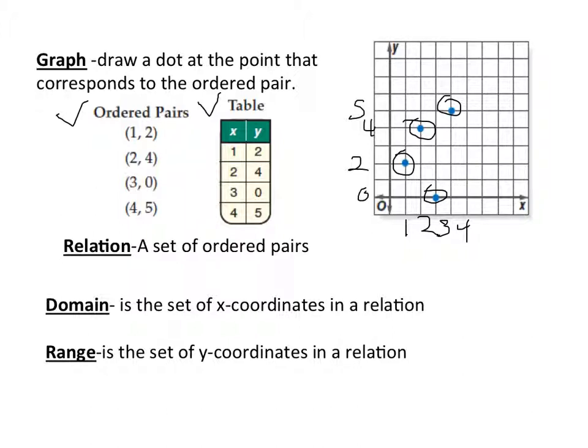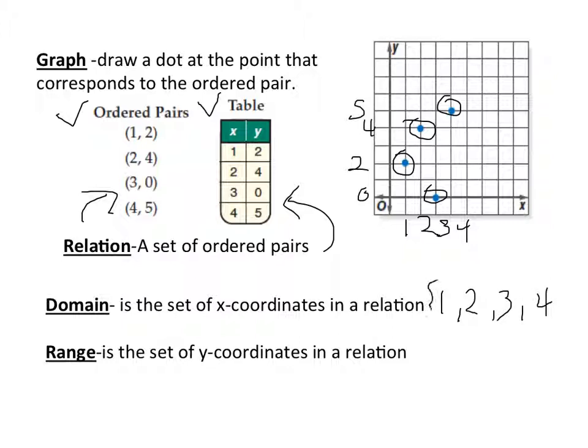When we have a set of ordered pairs or a table, we have a relation. So right here we have an example of a relation, whether it's ordered pairs or in a table. This graph represents a relation. The set of x-coordinates in a relation is called our domain. So in the above table or ordered pairs, all our x's would be our domain. So we had 1, 2, 3, 4.